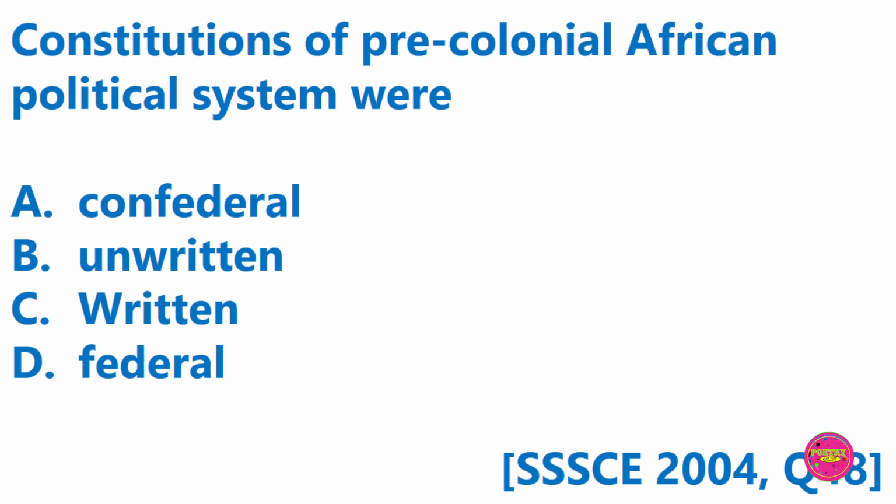Constitutions of pre-colonial African political systems were A. Confederal. B. Unwritten. C. Written. D. Federal. The correct answer to this question is B. Unwritten.